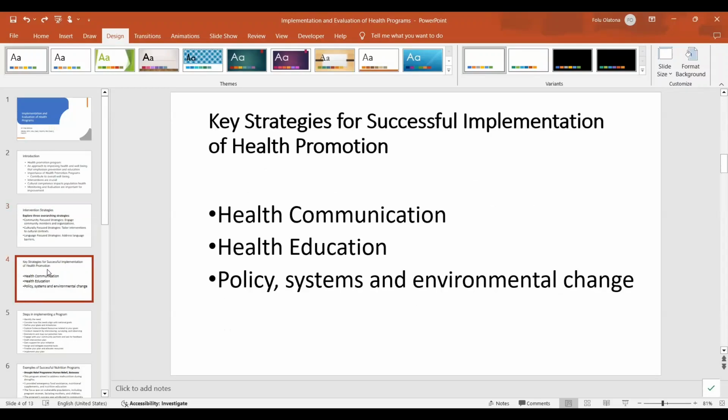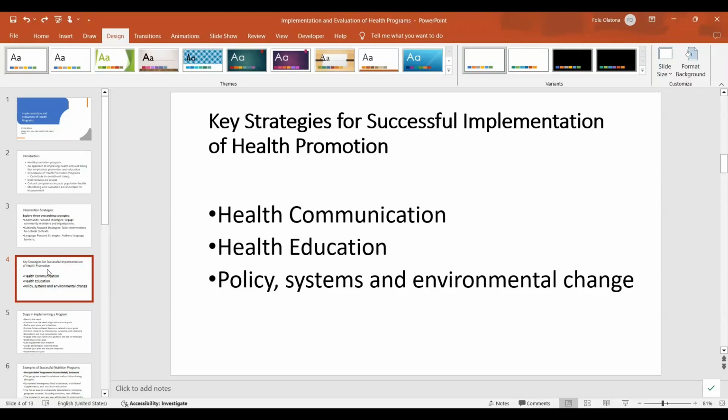So if you want your implementation to be successful, let's say there's a particular nutrition program, maybe vitamin A supplement. Let's assume that is the health promotion program. You notice that in the community, the children don't take enough vitamin A. And now you have been trained. You have Master of Public Health and you want to institute vitamin A supplements in that community. So there are key strategies that will make your promotion of vitamin A to be successful.